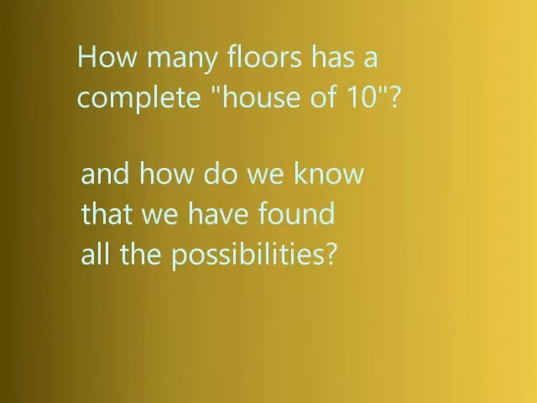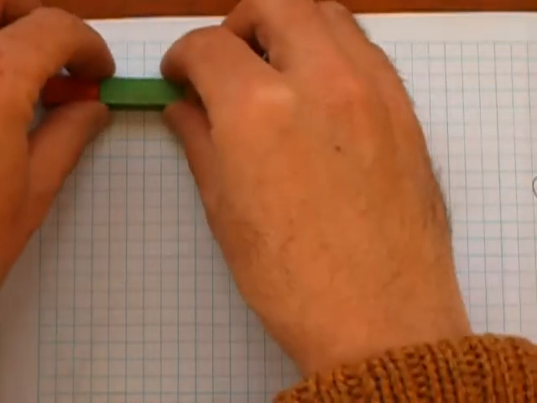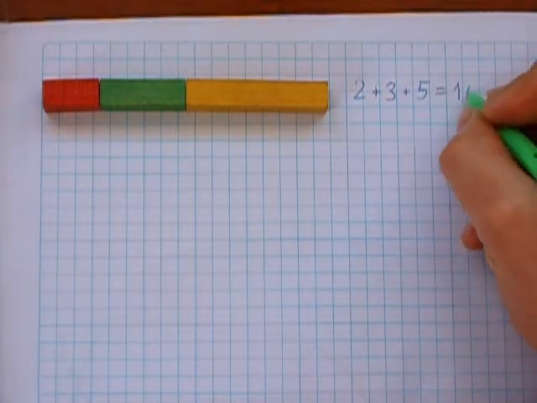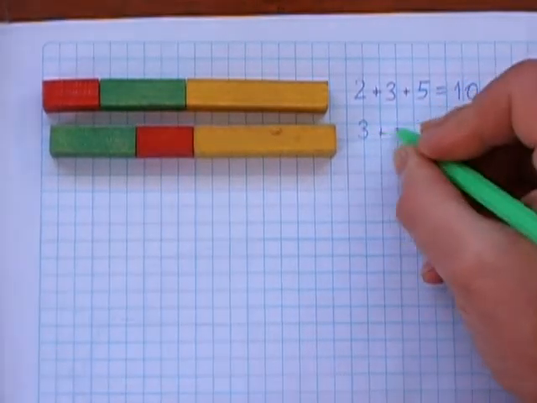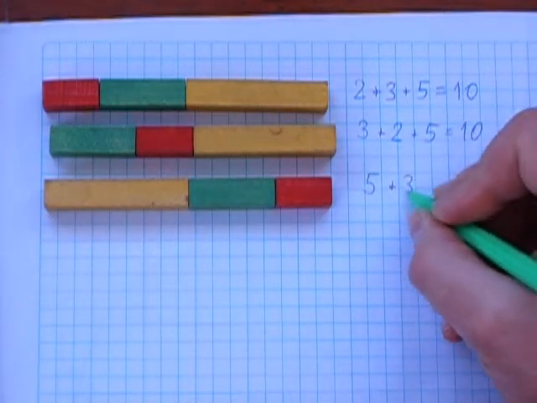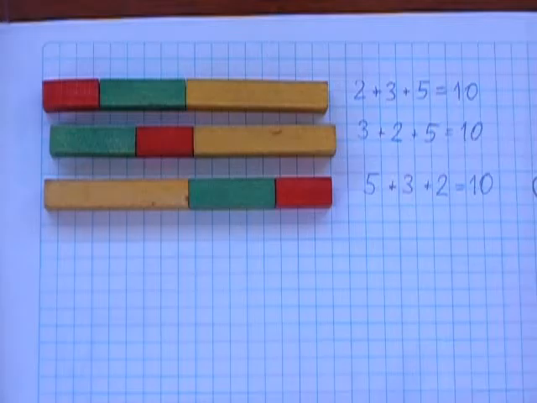Now we have to define first which combinations we count as different. For example, here I have a sum, 2 plus 3 plus 5 are 10. Here is another one, 3 plus 2 plus 5 are 10. And here another one, 5 plus 3 plus 2 are 10. But these are the same rods, only in different order. Remember the commutative law. So, do we count these as different combinations? Or do we say they are repetitions of the same sum? According to the answer we give, we will have 2 different problems. Let's investigate both of them.